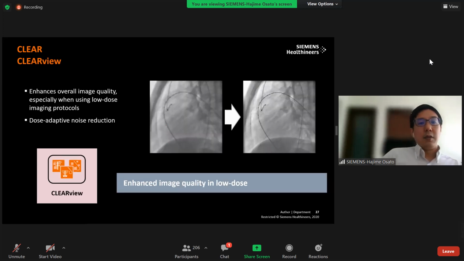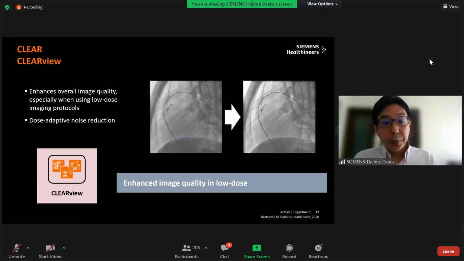All right, so next is Clear View. It enhances overall image quality when using low dose setting, right? When we use low dose setting, there is a lot of noise signal. So the displayed image also becomes noisy and blurred, and Clear View is a kind of multi-frequency filtering.